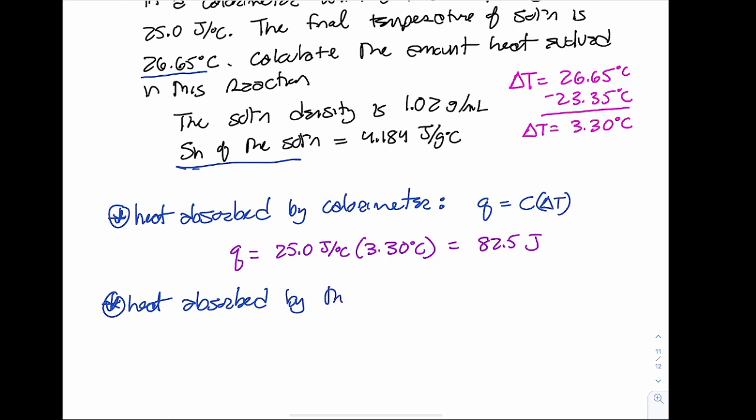I'm now going to calculate the heat absorbed by the solution. And again, we're given a specific heat for the solution. So I'm going to use that equation.